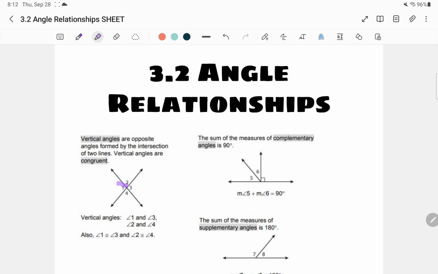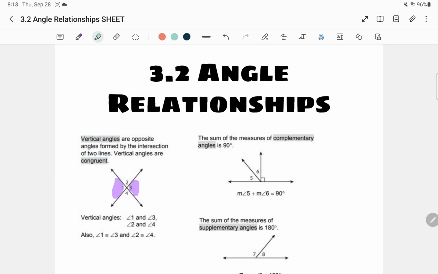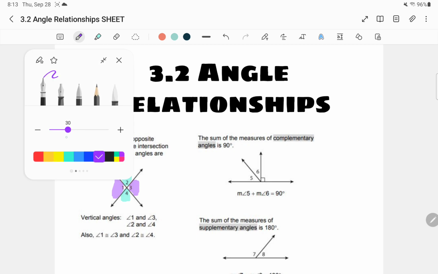So what I mean by opposite or vertical would be this angle 1 and this angle 3. See how when I have two lines that intersect, they form four angles, and 1 and 3 are vertical or opposite, and angle 2 and 4 are vertical or opposite. So 1 and 3 are congruent, they are equal to each other, and 2 and 4 are congruent, they are equal to each other.